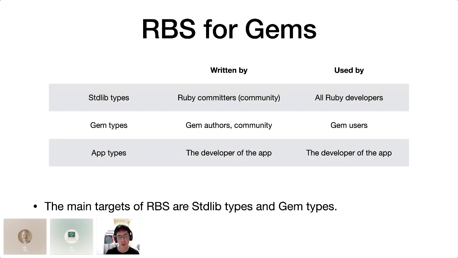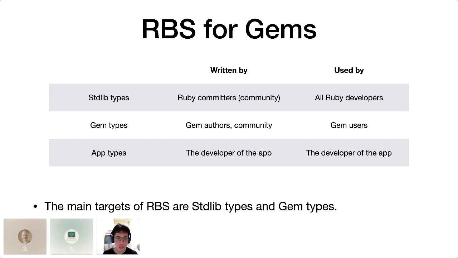So this is about the language of RBS. I want to explain how RBS files can be grouped. We define three types of RBS files: the standard library types, gem types, and application types. Standard library types are the types of the standard libraries, I mean the core library, like String or Array. Ruby committers write the files, and all of the Ruby developers will use those RBS files.